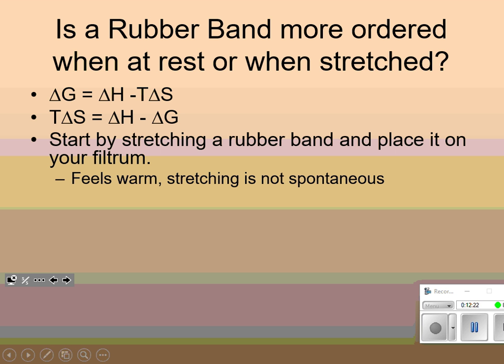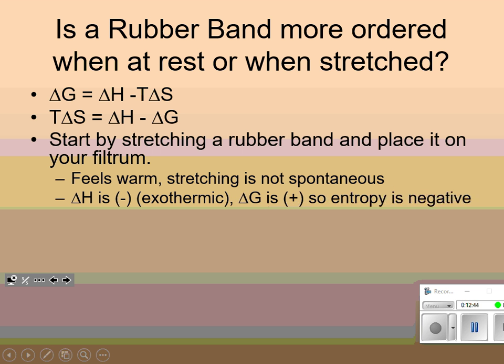If they felt the heat from this, negative, heat's given off. When you feel warmth, that means something else is giving off that heat. Just like if you touch something and it feels cold, it's gaining heat from you. So, we have just determined that the enthalpy is negative, it's exothermic, and the Gibbs free energy is positive. If you look at this equation then, if I take a negative minus a positive, I am guaranteed to get a negative value.